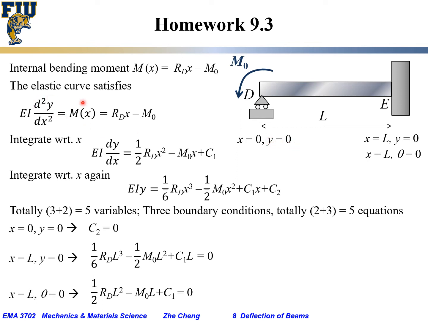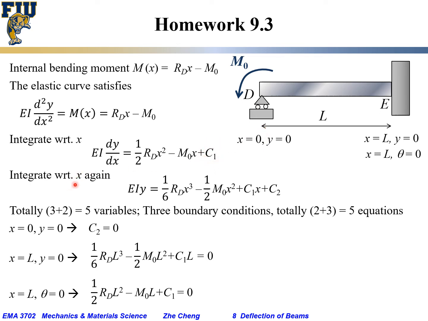The elastic curve would satisfy EI times the second derivative equals internal bending moment Mx equals Rd x minus M0. And if we integrate with respect to x one time, we would get the local slope: EI times the first derivative would be half of Rd x squared minus M0 x plus C1. M0 is the external applied moment at D. Rd is the reaction force at D, which we don't know. C1 is the integration constant.